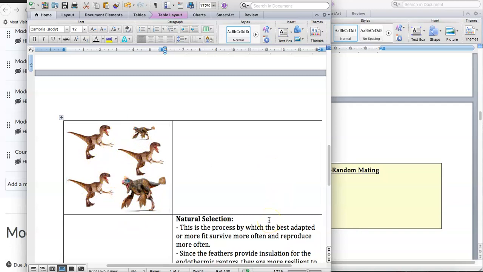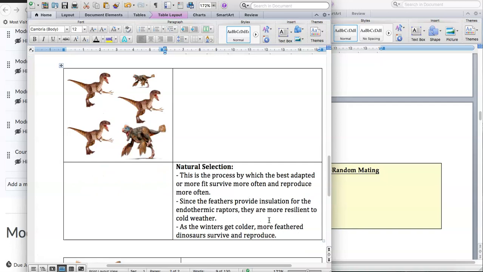Now, the next agent of change for my raptors was natural selection. What is it? Blah, blah, blah. What is it in my population? So relate it to my exact population of raptors. I said feathers provide insulation for endothermic raptors. So they're more resilient to cold weather.